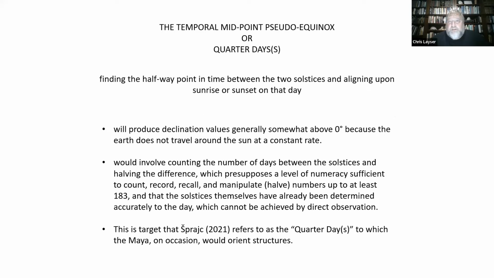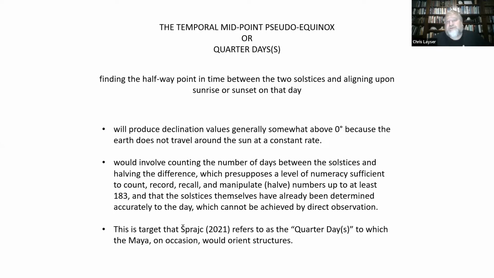So the next one that Ruggles talks about is finding the halfway point in time between the two solstices, and architectural alignments which might align up to the sunrise on the horizon on the day which is halfway between winter solstice and summer solstice. This will produce declinations generally above 0 degrees, because we're looking towards the east for this. Theoretically, we're looking towards the east. We're going to see that might change.